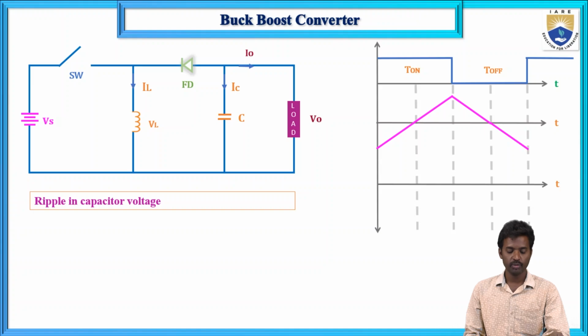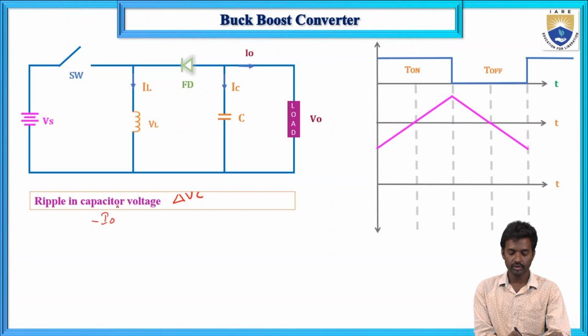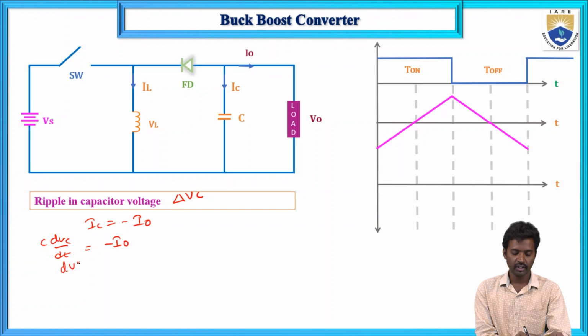Ripple in the capacitance works the same way. What will be the value here? So del Vc, during the on condition, IC equals minus I naught. So IC means C dVc by dt equals minus I naught. So dVc by dt equals minus I naught by C.